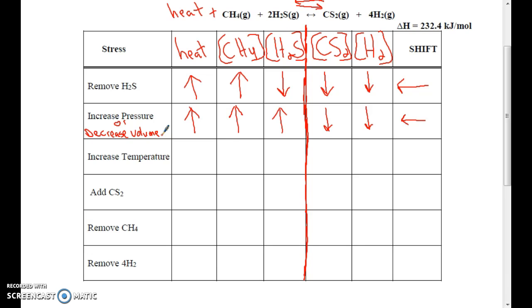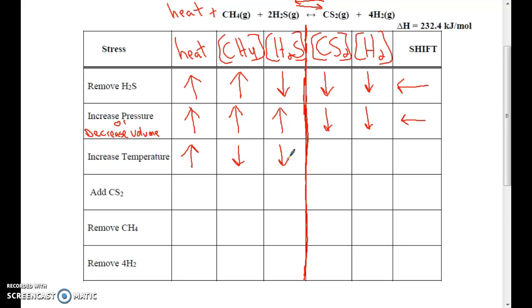Increasing the temperature. Think about heat as if it was a chemical. You just increase the amount of heat. The reaction is going to try and minimize that disturbance, so it's going to consume some of that excess heat. It's going to try and get rid of it. And if you look at what's going on in this reaction, the things that react with the heat are the methane and the H2S, the hydrogen sulfide gas. So what happens is, to get rid of that extra heat, it uses some of that methane and H2S to react with that excess heat. So their concentrations are going to go down.